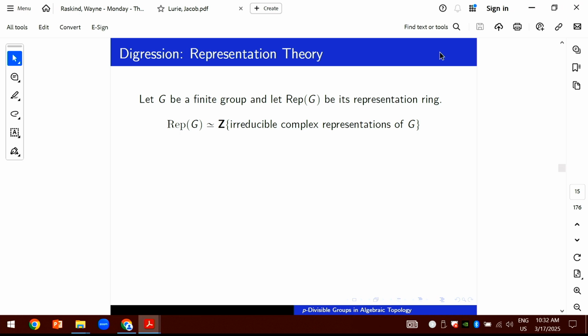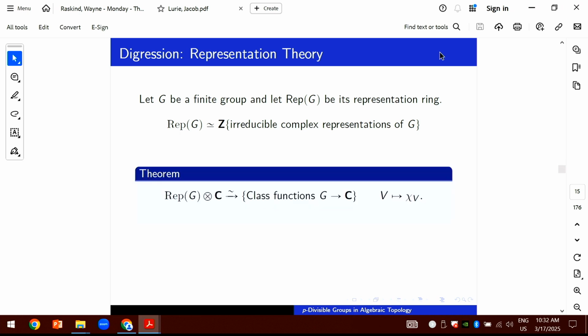One of the most basic theorems in representation theory, or in character theory, is a description of this ring after you tensor with the complex numbers. That is, after you tensor with the complex numbers, you can identify this with the ring of class functions from G to the complex numbers, meaning functions that are invariant under conjugation, functions on the set of conjugacy classes in G. And that identification is given by assigning to each representation its character.